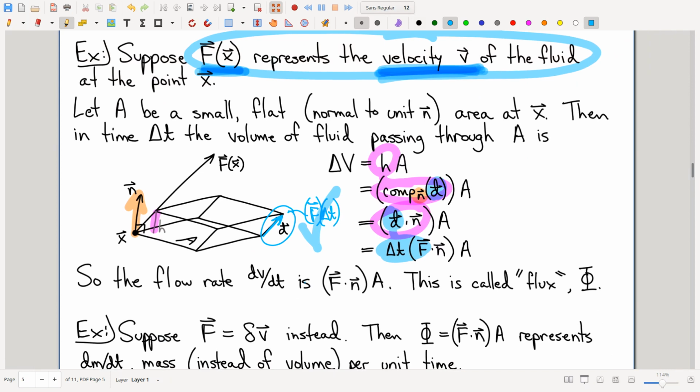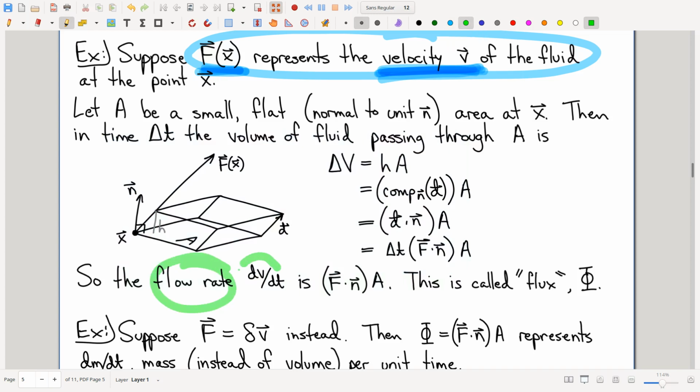Let me clean up this big mess. Given a velocity, the flow rate, volume per unit time, is given by this expression right there. This is actually a really important calculation. There are a lot of situations where you have a fluid of sorts, the sort depending on the physical situation, and you need to know the volume per unit time, or quantity per unit time, of the fluid flowing through a given surface. And this formula is going to be very critical in being able to analyze those situations.